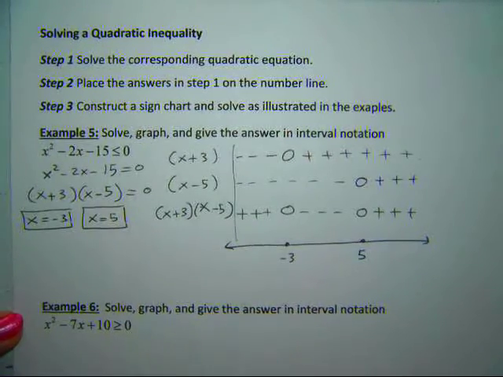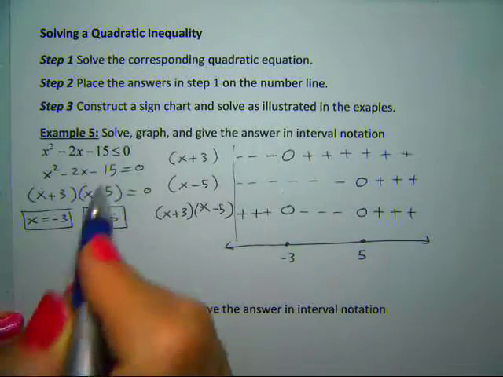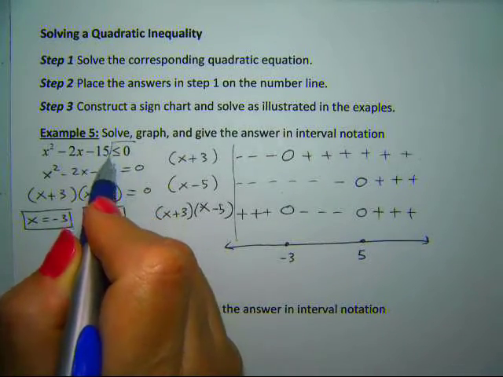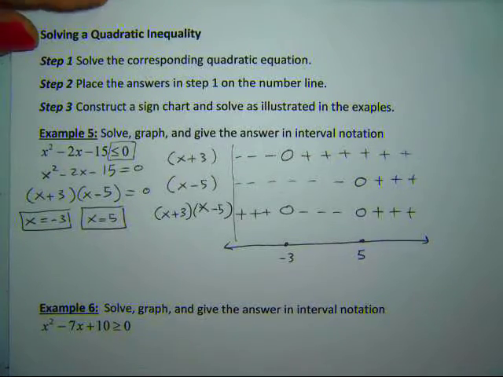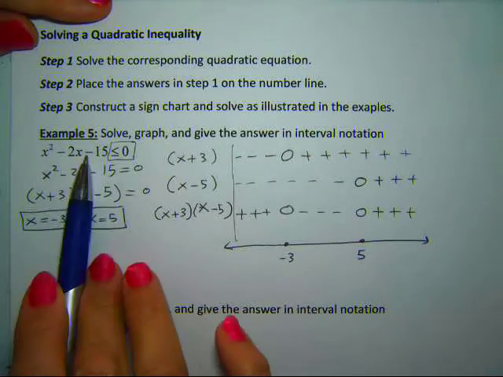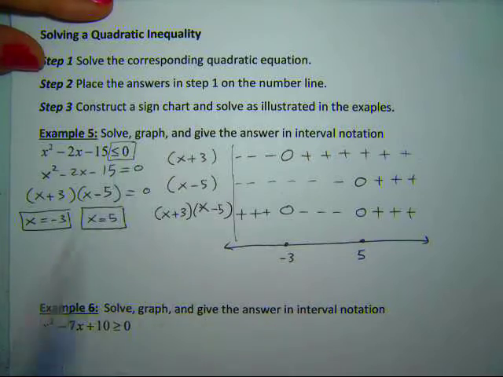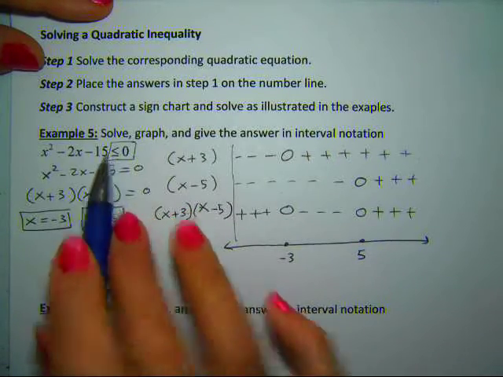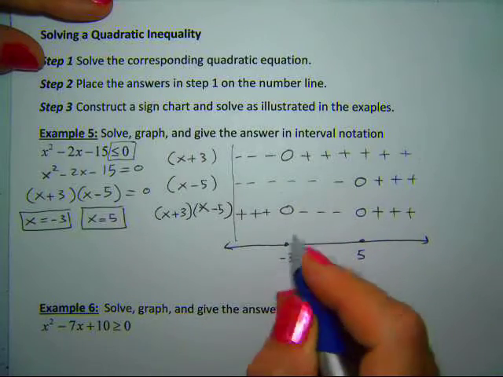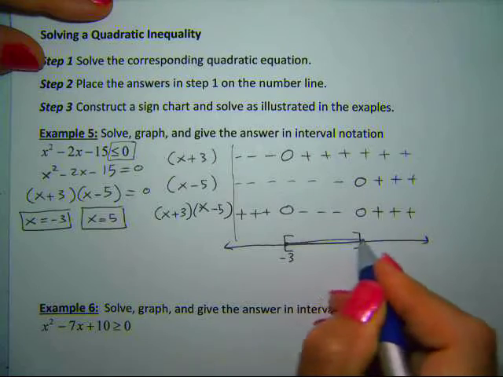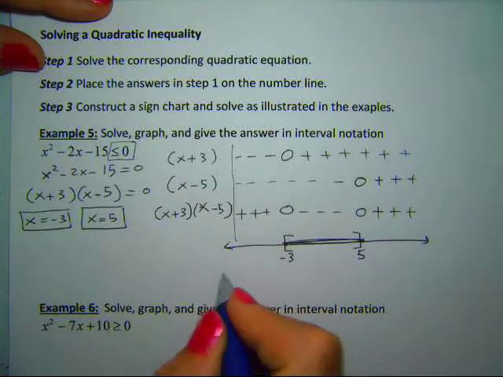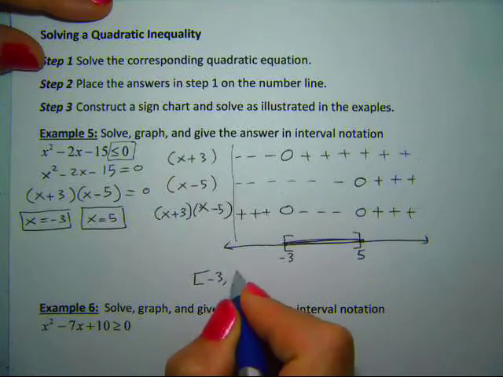Now, when we do this sign chart, we really forget what we are looking for. Always go back to your problem to see what we are looking for. We're looking for when this is less than or equal to 0, and that means negative or 0. So where is it negative or 0? It is between -3 and 5. So this is the interval, and the answer is going to be from -3 to 5.